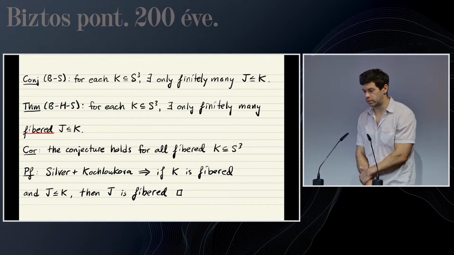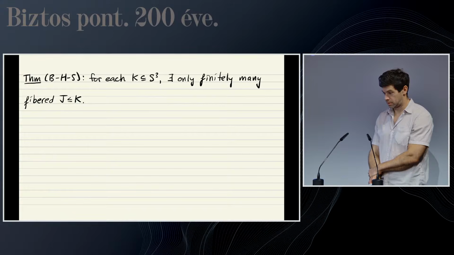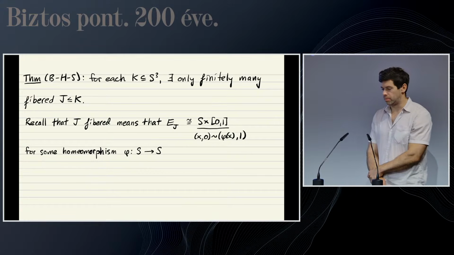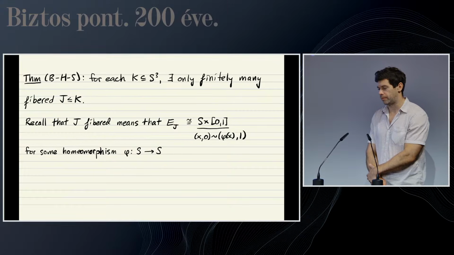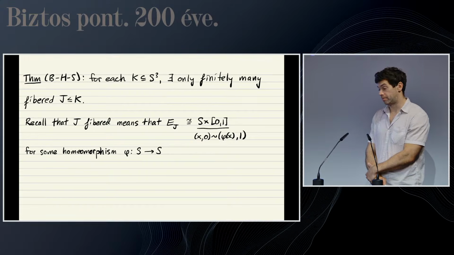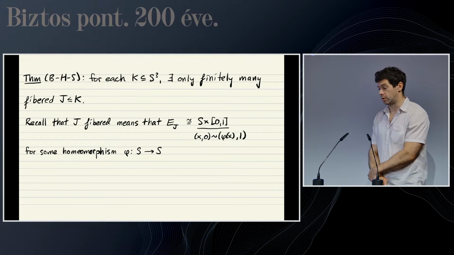So I want to spend the rest of the time trying to give you an idea about how we proved this theorem with Jonathan Hanselman. All right, so here's the theorem. And so, why is fibered important? People have talked about this before, but just recall that what it means for a knot to be fibered, loosely, is that you can describe the exterior of the knot as the mapping torus of some surface homeomorphism. So it's some surface bundle over the circle, right?